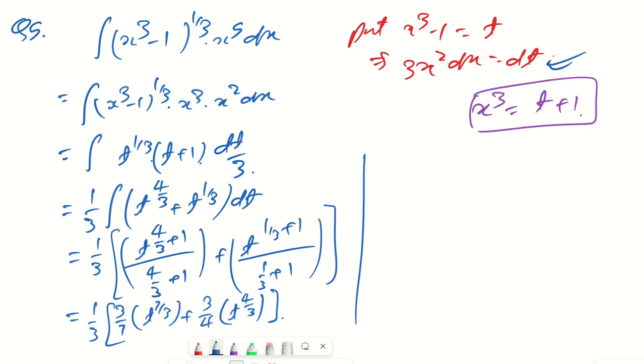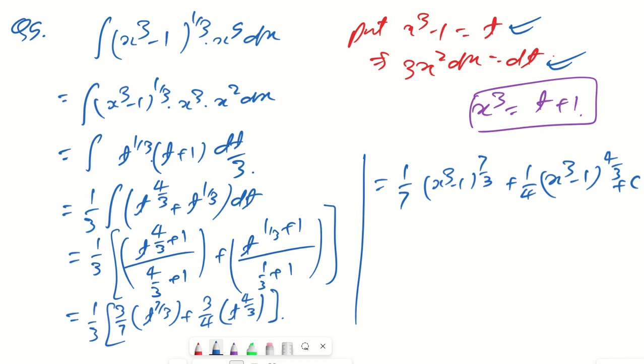so if you solve this, then you are going to get 3 cancelled from both the terms, so we will have 1 by 7 terms. So first of all it will be 1 by 7, and t to the power 7 by 3, I will replace t from here, so it is going to be x cube minus 1 to the power 7 by 3 plus 1 by 4 and x cube minus 1 to the power 4 by 3 plus some constant c. Don't forget to put constant here also, some constant c. Okay, so this is the complete answer for this particular question.